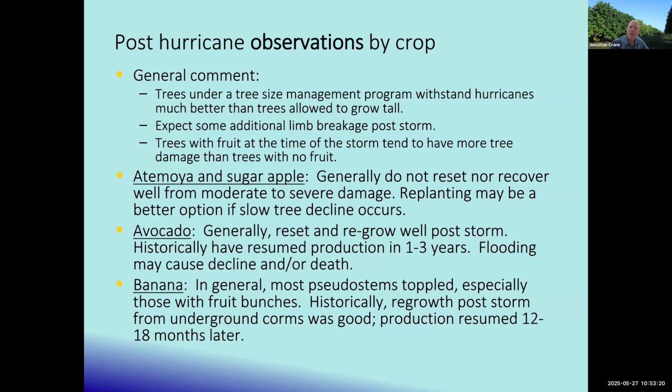In general, avocados that were reset regrew after the storm quite well and resumed production in 1 to 3 years. Again, though, if you had flooding, this could be an added issue and cause additional tree death or decline. Most of the bananas fell over and the fruit was lost. But because their growing points, or corms, are underground, you could remove the pseudostems and they would send out new shoots after the storm.